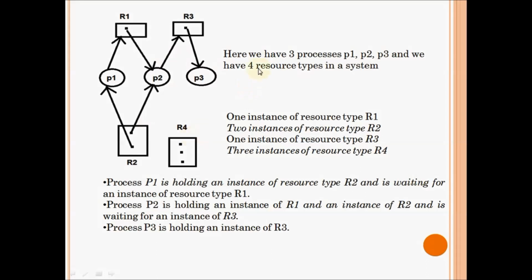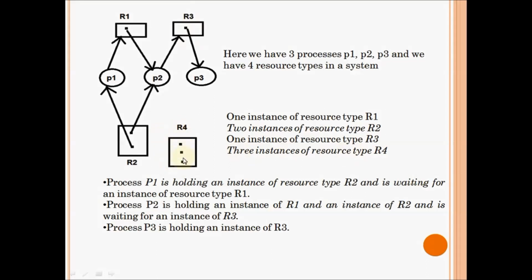Getting, guys? So how many processes we have? Three processes, P1, P2, P3. And how many resource types we have? Four resource types, R1, R2, R3, R4. Now, I told you about instances. What is an instance? You know that. Here you can see resource type R1 has one instance. Resource type R2 has two instances. R3 has one instance, and three instances of R4.